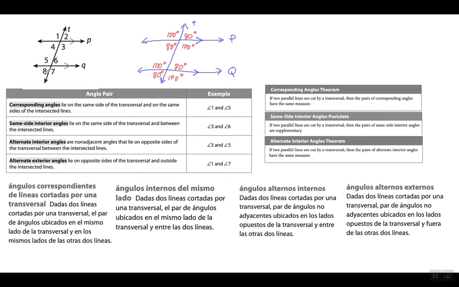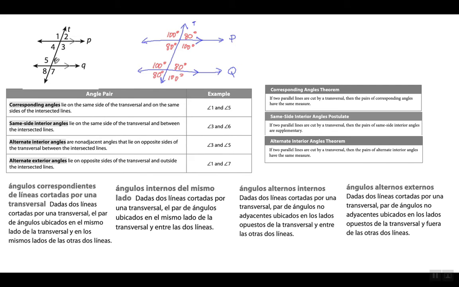Let me try that again. Angle 1 and angle 5 are both on the top left angle, okay? I accidentally said right. Angle 1 and angle 5 are both on the top left angle. Angle 4 and angle 8 are both on the bottom left. Angle 2 and angle 6 are both on the top right. Angle 3 and angle 7 are both on the bottom right. Alright, so that's what I mean by corresponding angles.